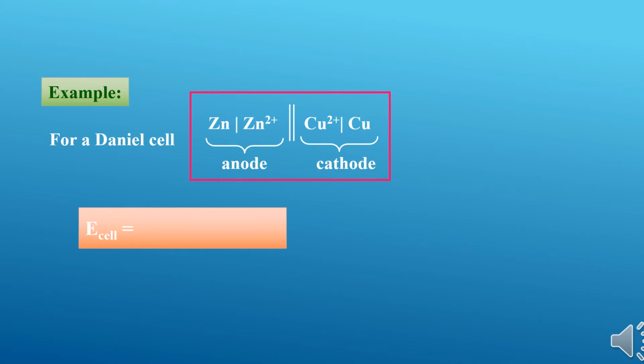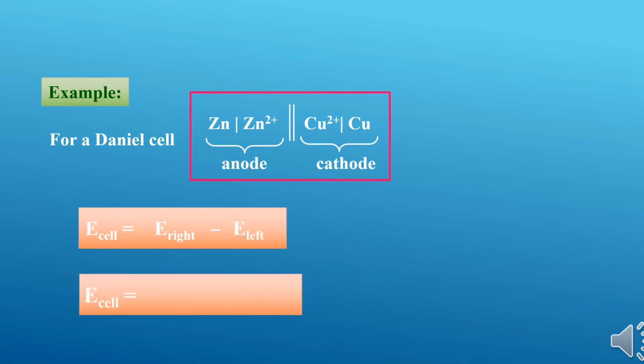For this, how do we calculate the cell potential, or E cell? E cell is equal to E right side, the electrode potential of the right side electrode, minus the electrode potential of the left side electrode. So how do we write this?